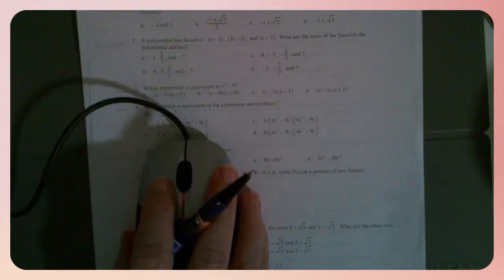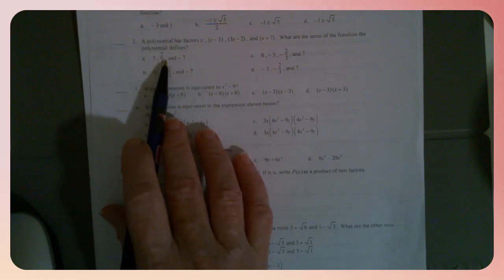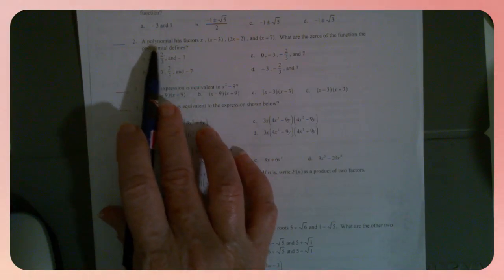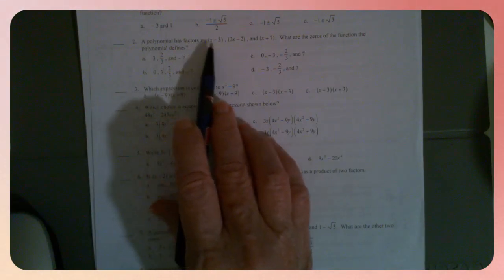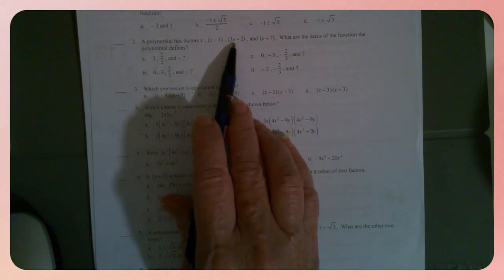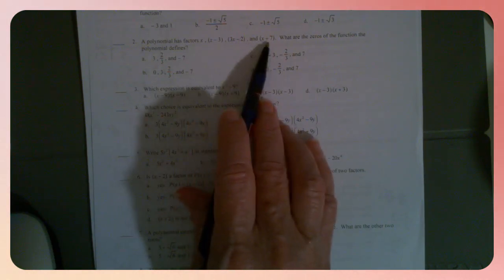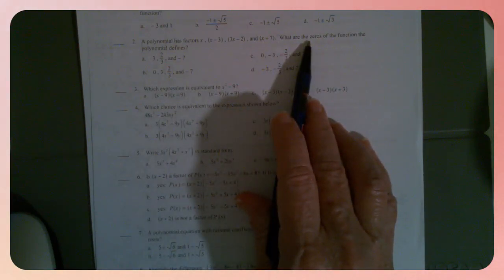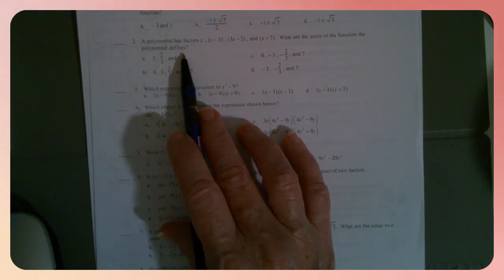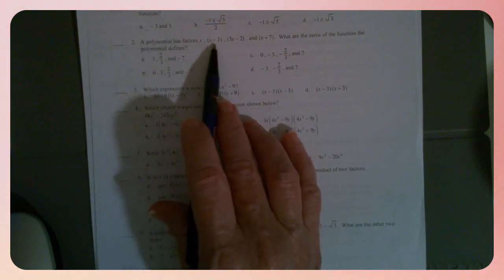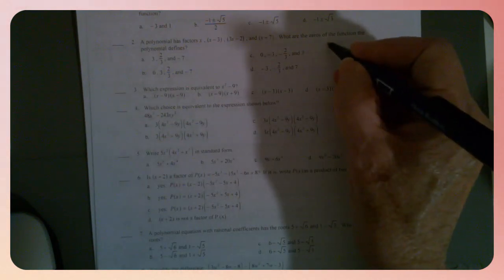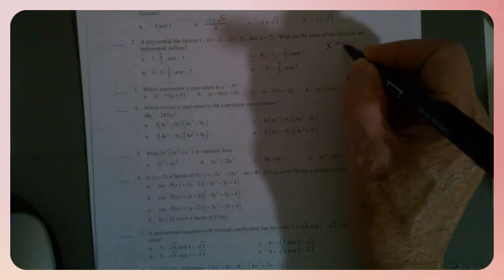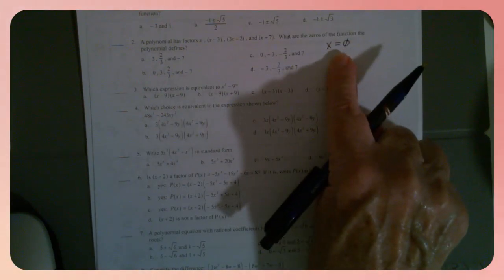All right, let's look at question number 2. Question number 2 says a polynomial has a factor x, x minus 3, 3x minus 2, and x plus 7. We want to know what the zeros of the polynomial are. Alright, so it's already in factored form, so let's take each factor, set it equal to 0, and solve. So the first factor is going to be x equals 0. We already have our solution. There's nothing to work out.